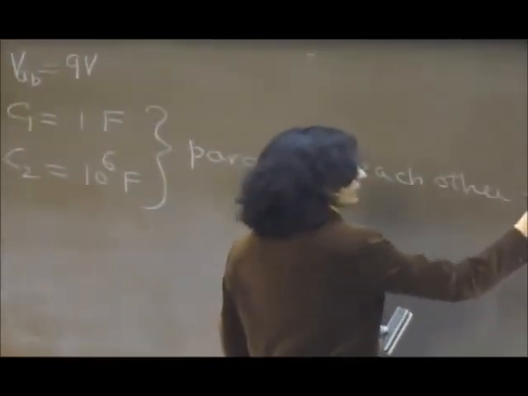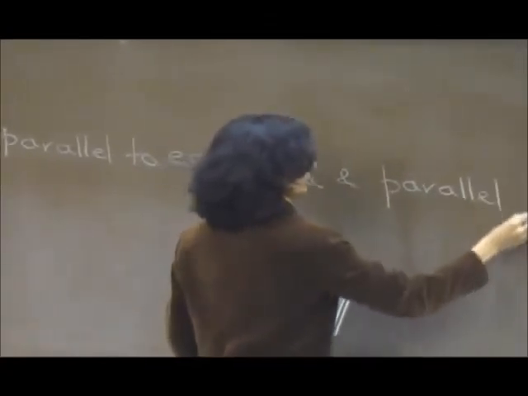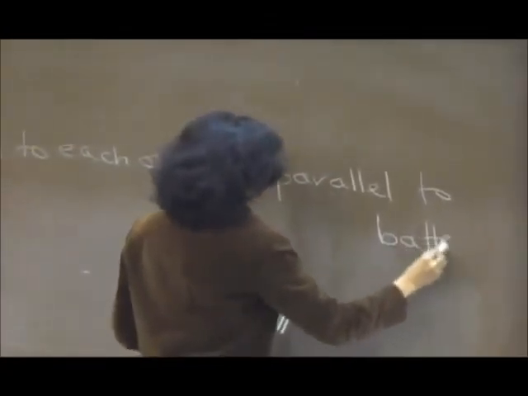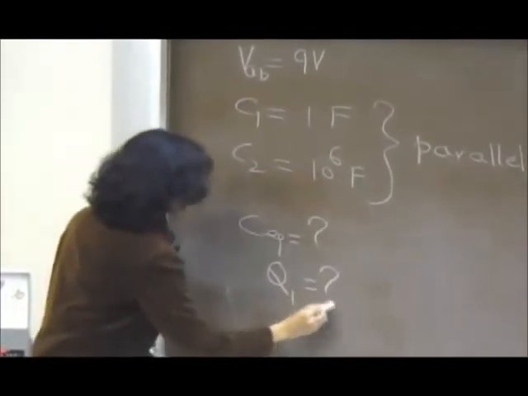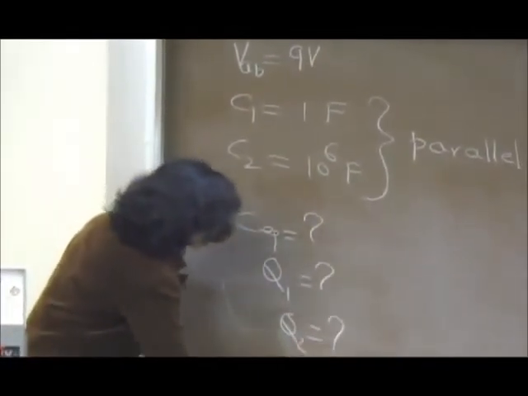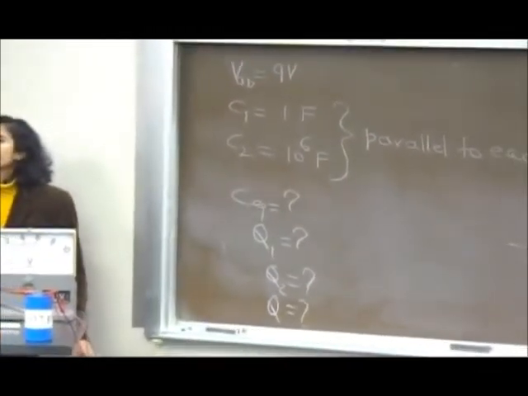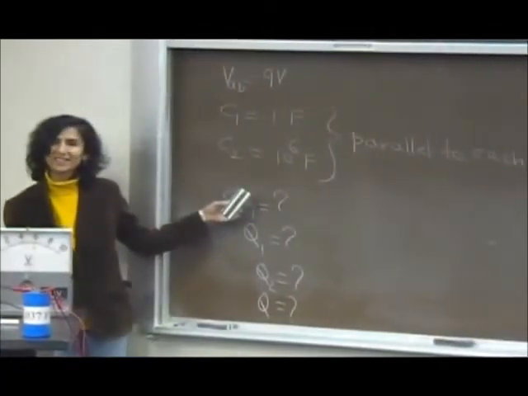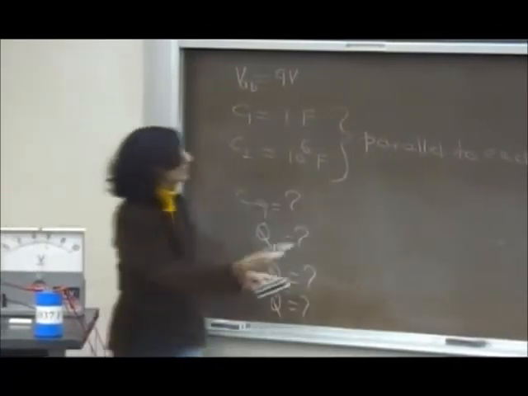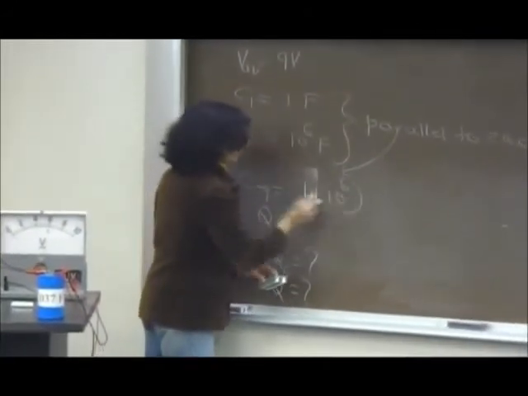And to battery, and parallel to the battery. And the question was asking, what is C equivalent, what is Q1, what is Q2, and what is Q on the equivalent capacitor. This is what I wrote. Thanks. So tell me, how would we do it? Have we found C equivalent already? Since these are in parallel, C equivalent should just be 1 plus 10 to the power 6 farad, right?